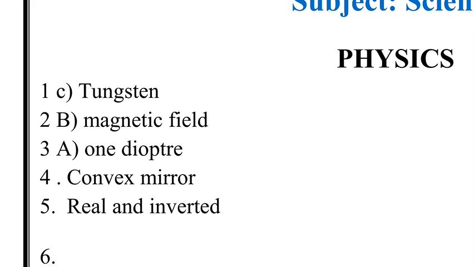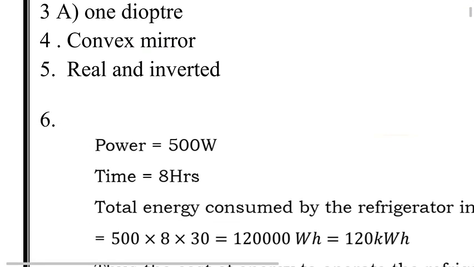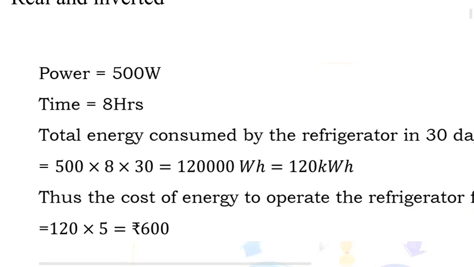Question number 5, mention the nature of image formed when the magnification of the image of an object formed by a spherical mirror has negative value. Here the image formed will be real and inverted. Question number 6, that is third main, answer the following questions, 2 mark questions.